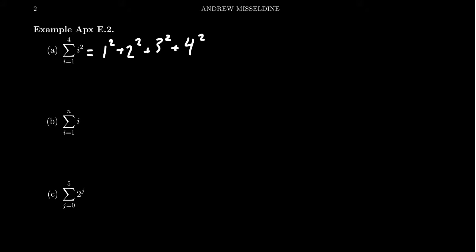And so we go from 1 to 4 in this sum, and we range over all the possibilities of i. We just take together the sum of squares. We can simplify this sum, of course, because 1 squared is 1, 2 squared is 4, 3 squared is 9, 4 squared is 16. So we get this.